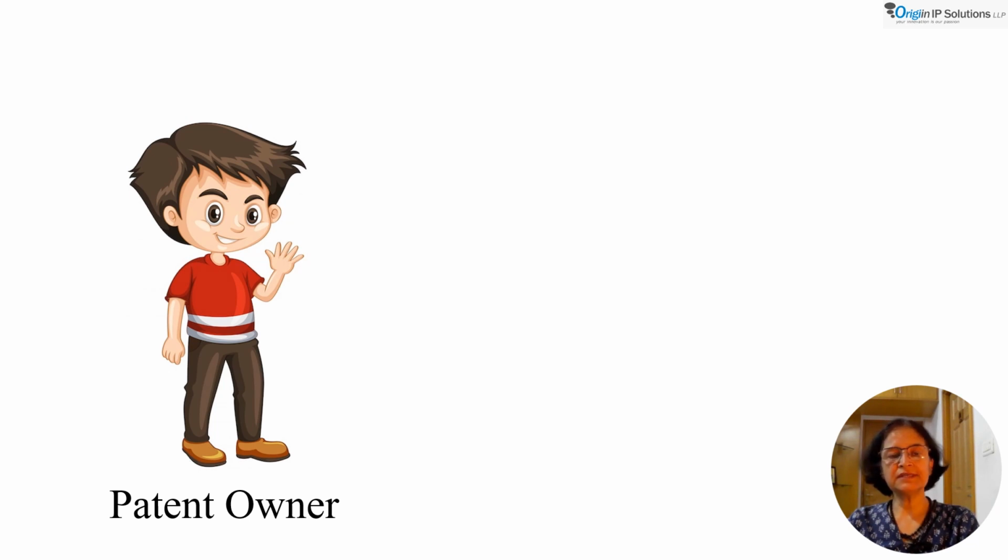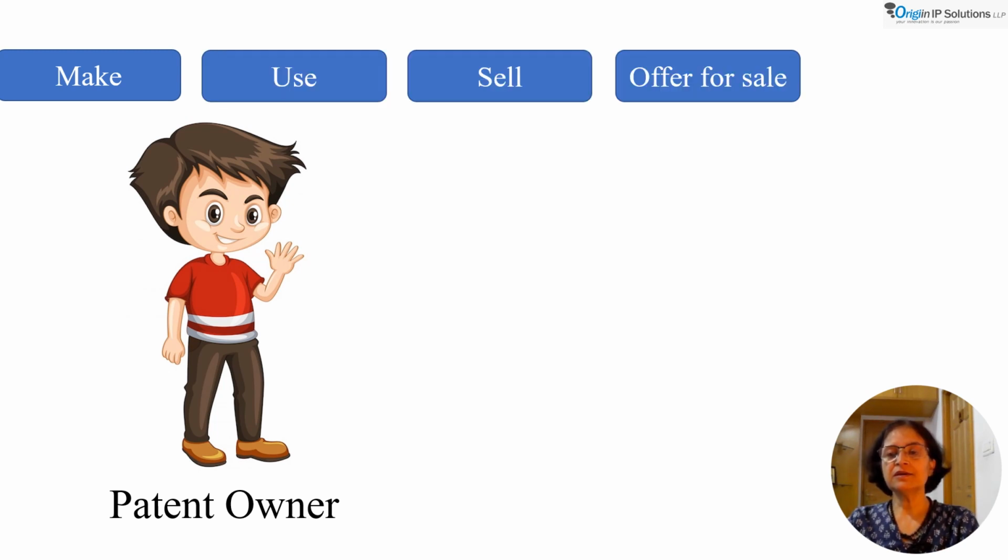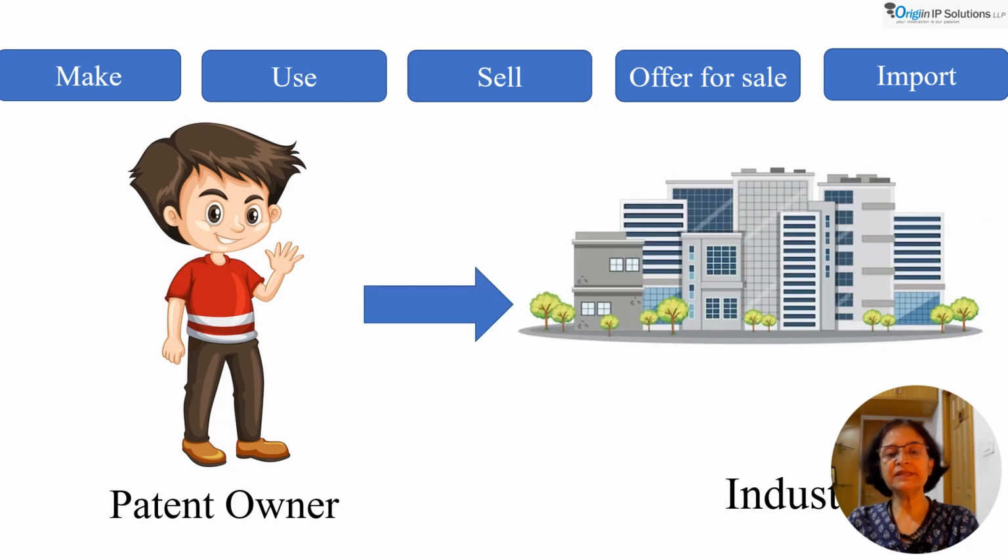It's important to understand what are the kind of rights which are granted to patent owner once the patent is granted. So patent owner gets right to prevent third parties from making, using, selling, offering for sale, and importing the patented invention in the country where the patent has been granted. So by granting a patent license, patent owner grants all these rights to the industry to whom the license has been granted, and this license may be exclusive or it may be non-exclusive in nature depending upon the arrangement between two parties.